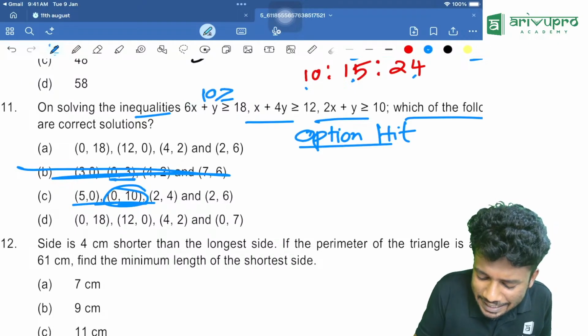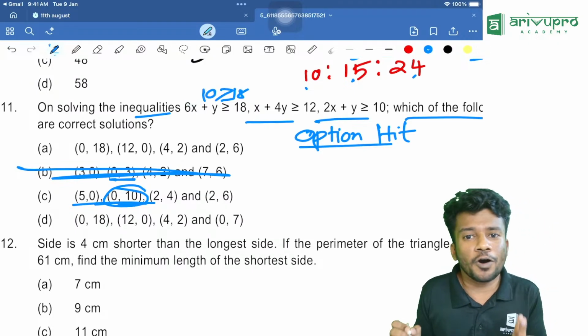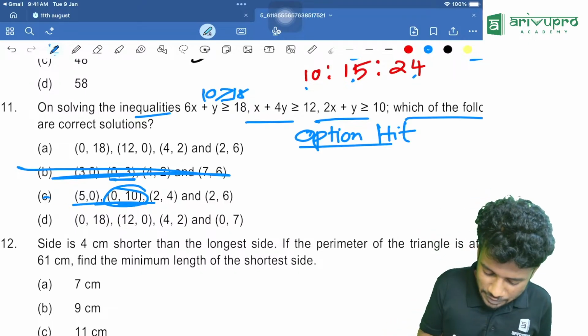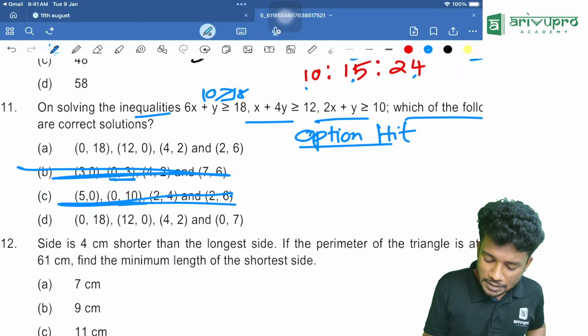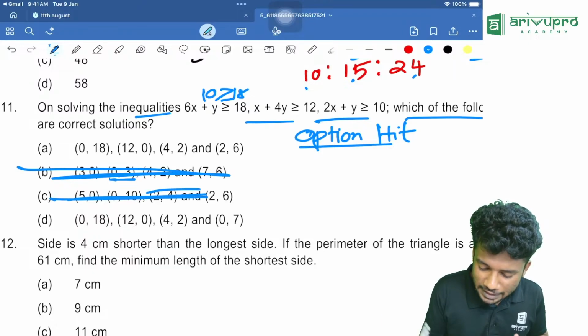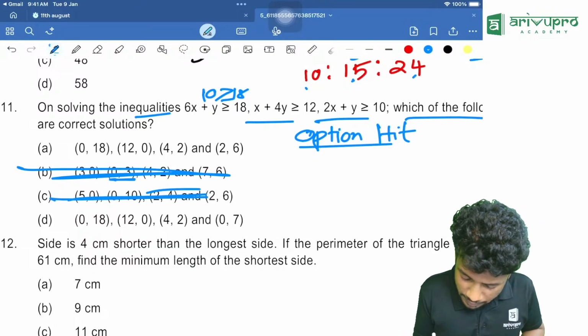People, is 10 greater than or equal to 18? 10 is not greater than 18. It is less than 18. So option C is wrong. Yes, that is also gone. Next one, people. Now we will try this one.